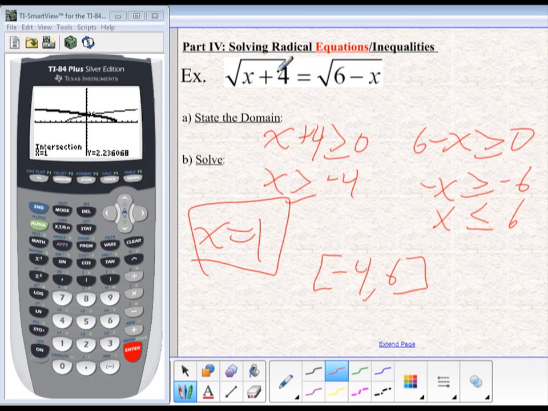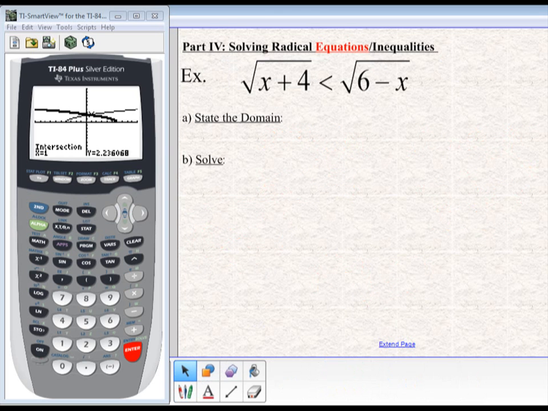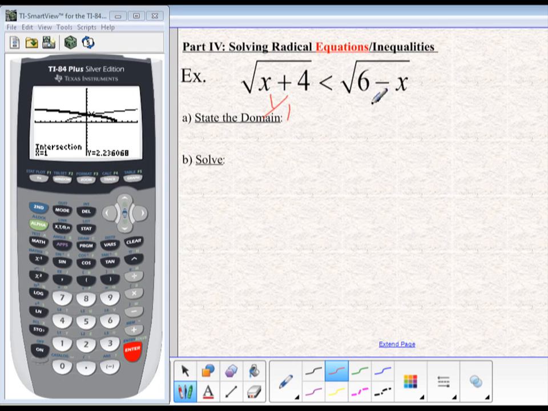And you can see if you plug 1 in, those two are in fact both the square root of 5, and it works. Okay, now let's step it up a notch for an inequality. Now I'm using the same two, so you don't have to write in two new functions. But again, this is going to be my y1, this is going to be my y2.